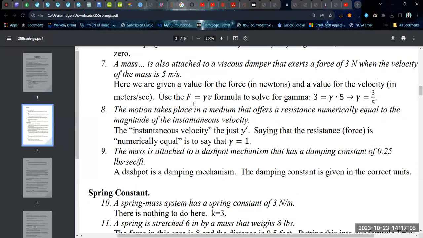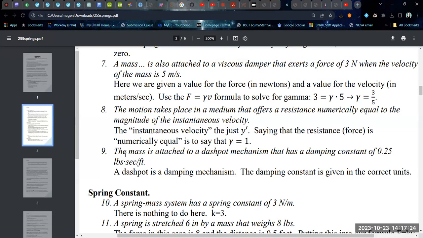The motion takes place in a medium that offers a resistance numerically equal to the magnitude of the instantaneous velocity. Instantaneous velocity is just the y prime, it's v. And saying that the resistance, the force, is numerically equal is just to say that gamma is 1.